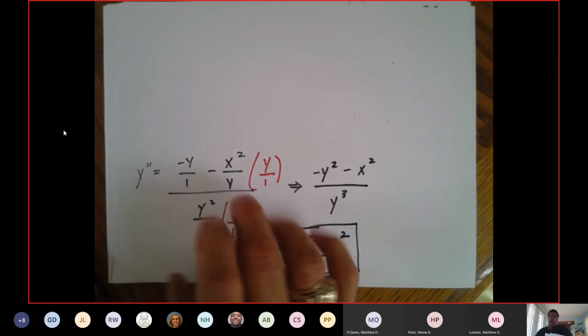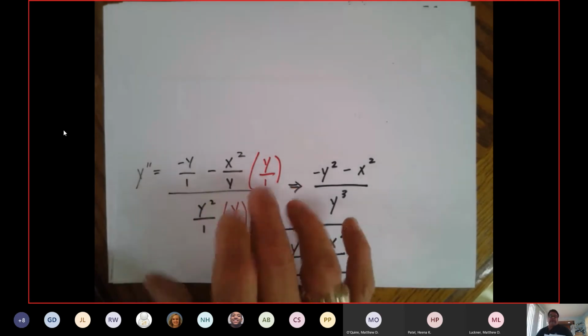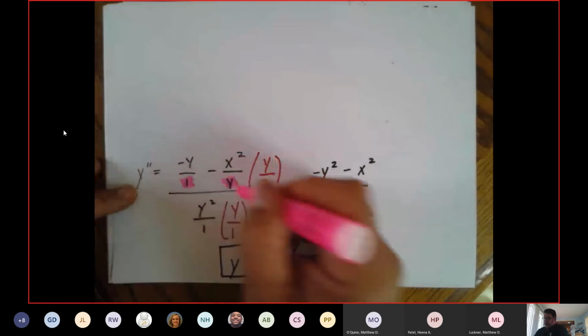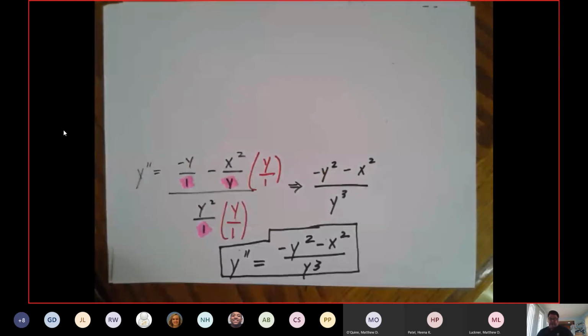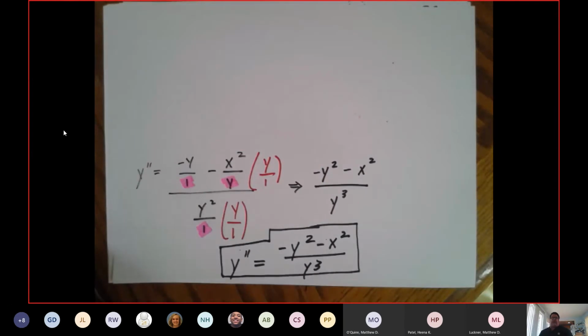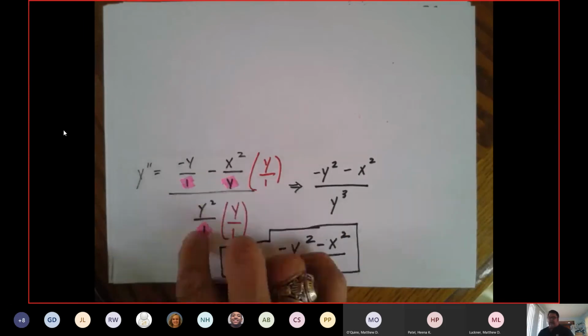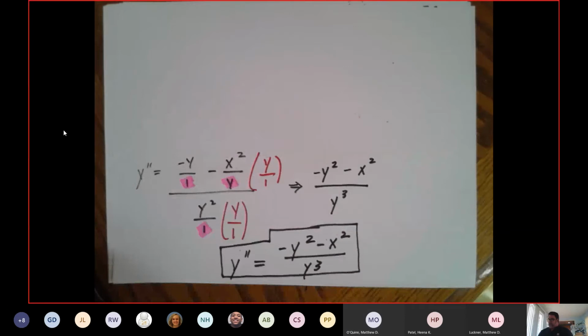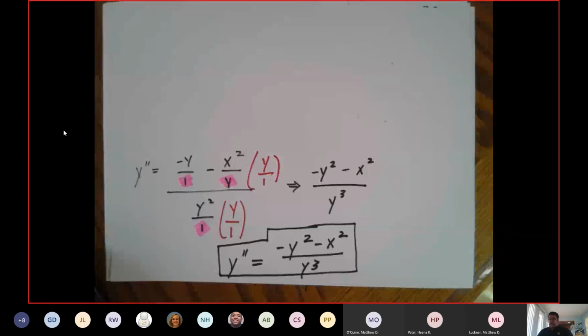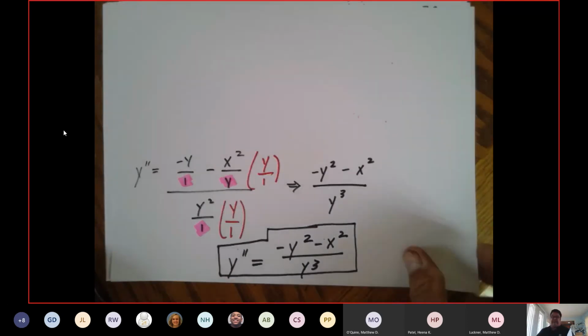This is where I usually lose people right here, because they don't know where the y over 1 comes from. Well, the common denominator of 1, y, and 1 is y. Just like if that was 2, 2, and 4, what's the common denominator of 2, 2, and 4? 4. What's the common denominator of 3, 7, and 3? 21. So the common denominator of 1, y, and 1 is y. That's the end of algebra 2 right there in the red.